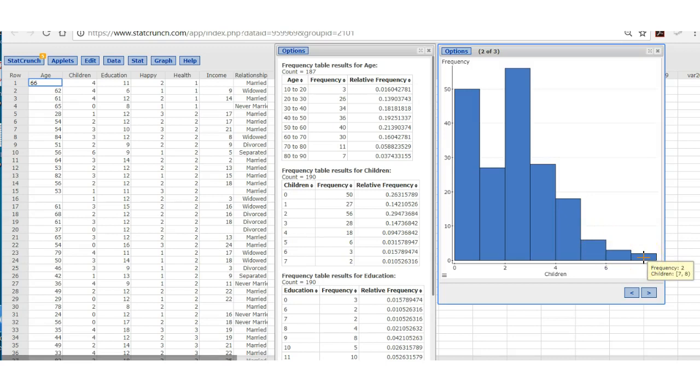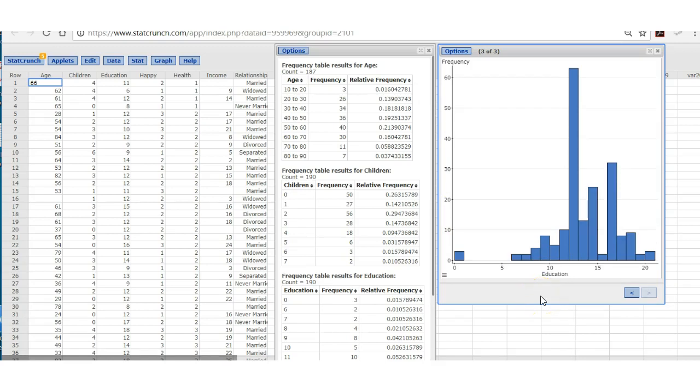As far as the distribution shape, this would tell us that it's skewed to the right. The direction of the skew is the direction that the longer tail is. So since this has a longer tail on the right, more data on the left, that makes it skewed to the right.